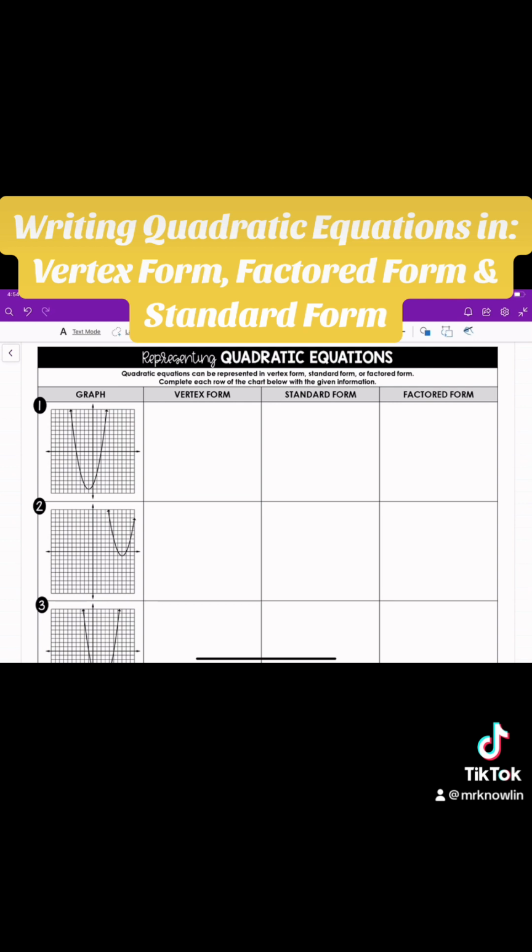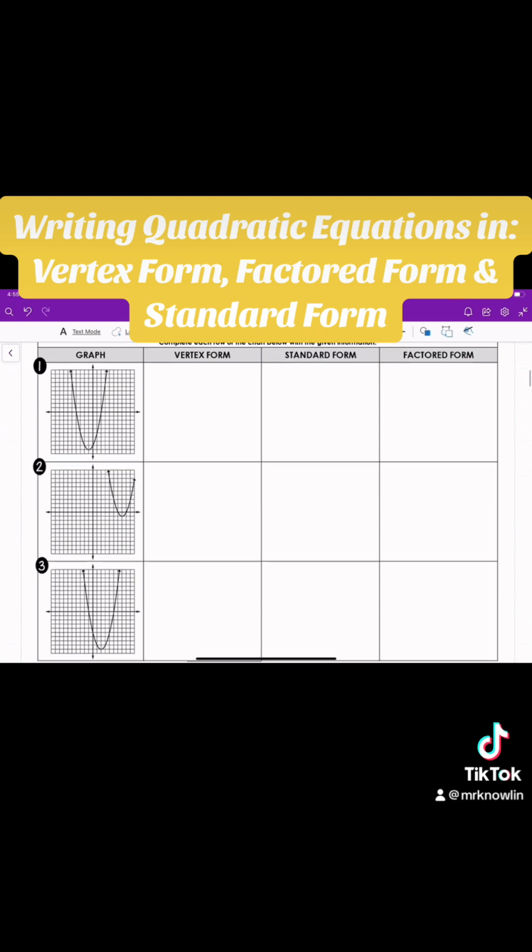Today we're going to do another algebra lesson about the representation of quadratic equations. There are four different ways to represent a quadratic equation. You can use a graph, you can write it in vertex form, standard form, or even in factored form. They've given us the graphed form of the quadratic equation. We have to fill in the other three columns: the vertex, the standard, and the factored form.